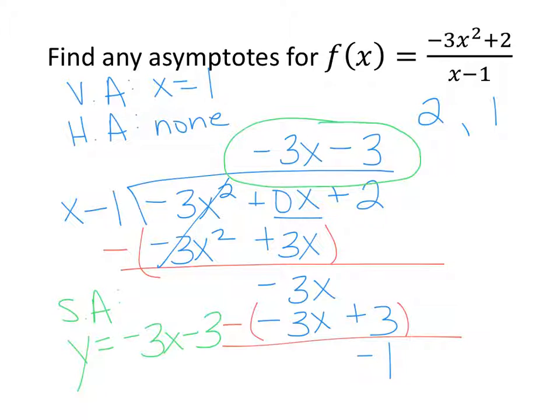Now if you pause the video and go back a little bit and look at our graph again, you'll see that that equation is roughly negative 3x minus 3. The slope is negative 3, the y-intercept is negative 3. So we can have vertical asymptotes, horizontal asymptotes, and slant asymptotes.